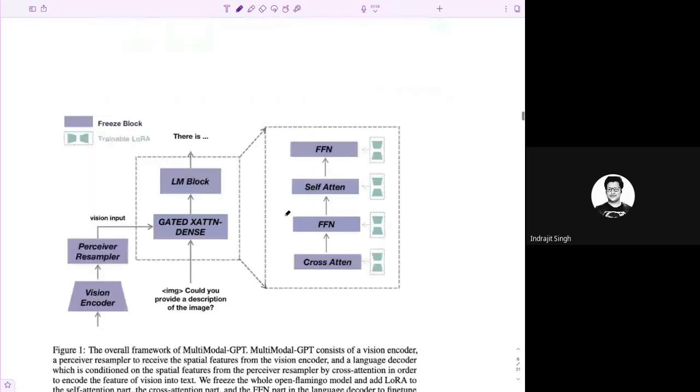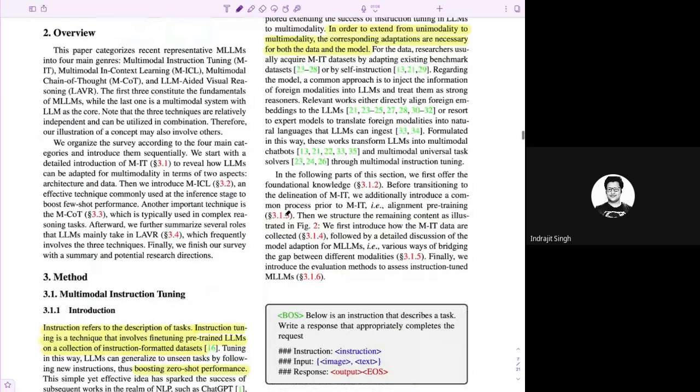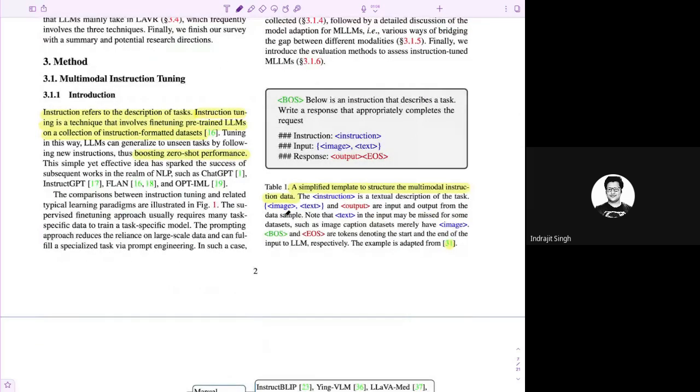Now let's get into MIT a little bit. I'll just talk about the overview of that. MIT, or multimodal instruction tuning, is a technique that refers to the description of tasks. Instruction tuning is a technique that involves fine-tuning pre-trained language models on a collection of instruction-formatted datasets, right? Tuning in this way, LLMs can generalize to unseen tasks by following new instructions, thus boosting zero-shot performance.